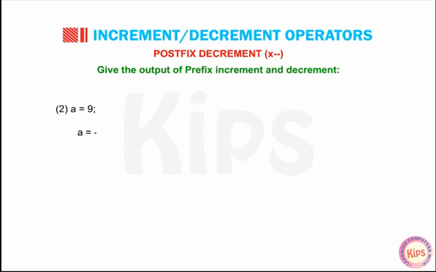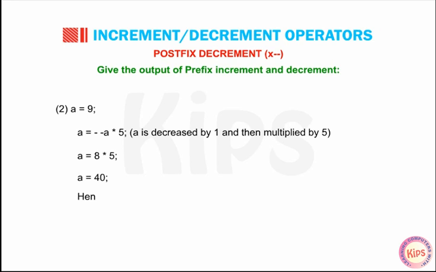A = --A * 5; A is decreased by 1 and then multiplied by 5. A = 8 * 5; A = 40; Hence the final value of A is 40.